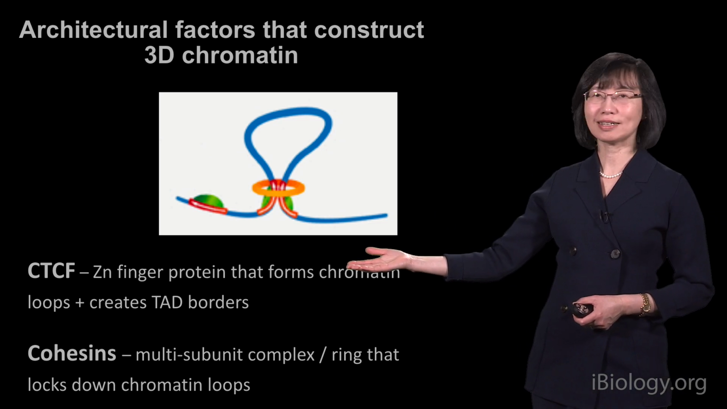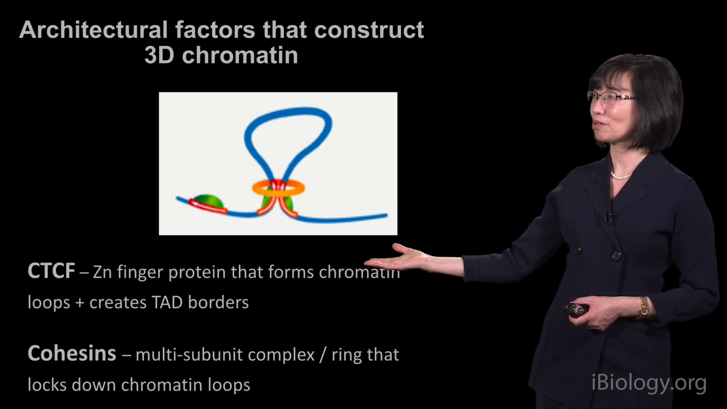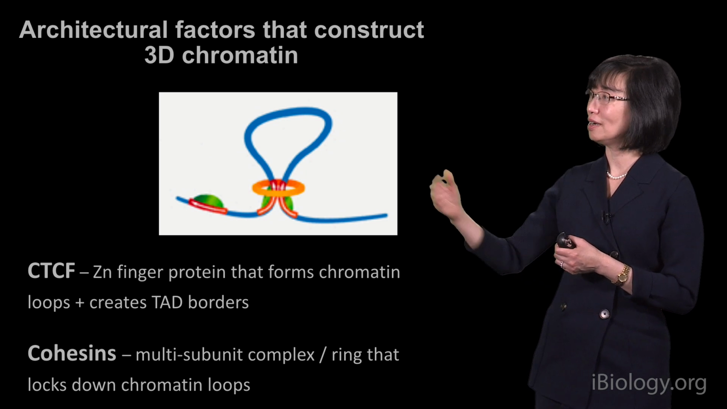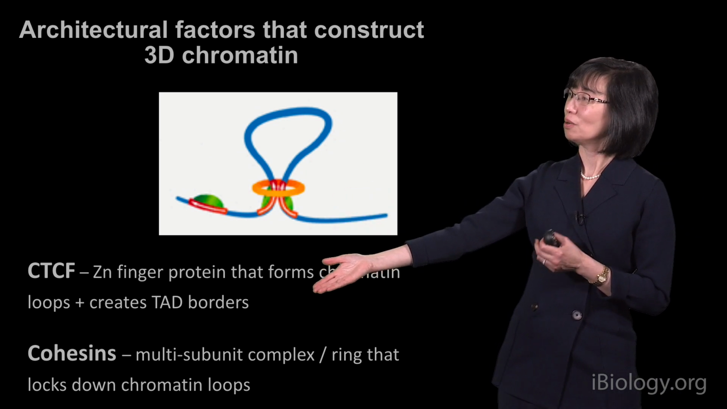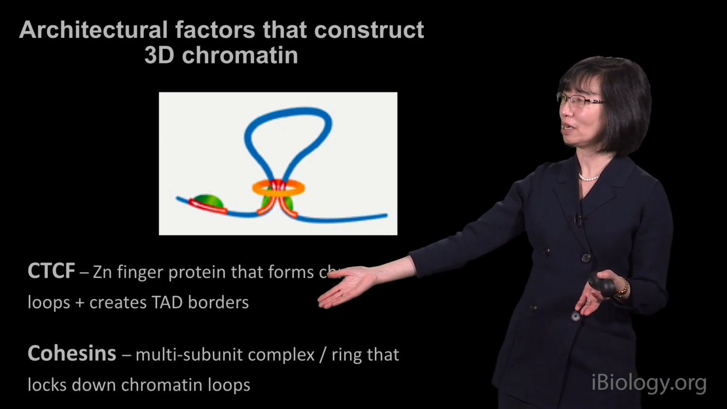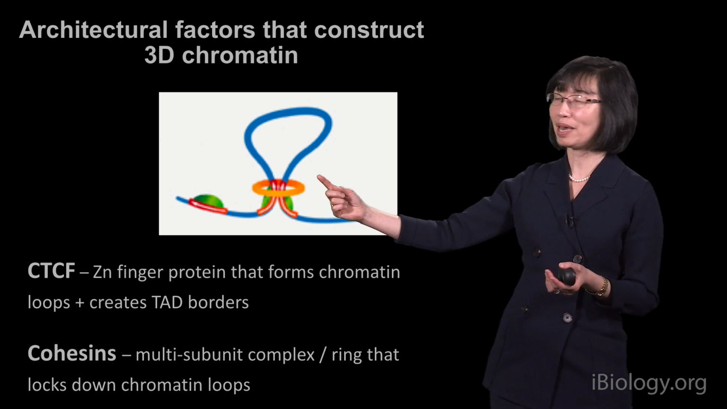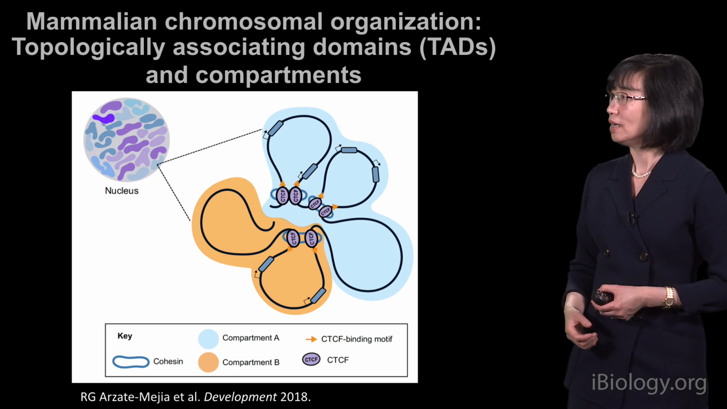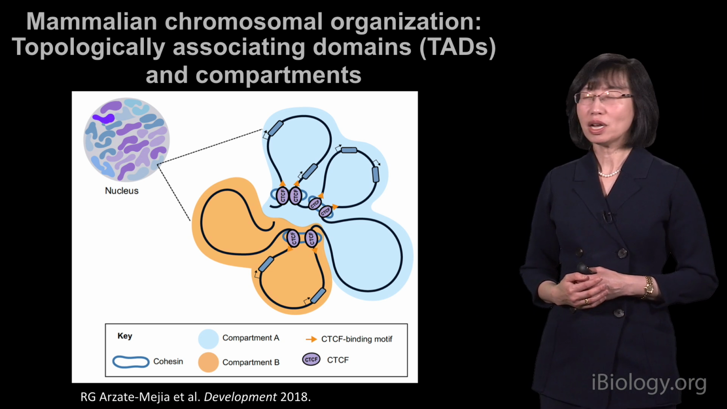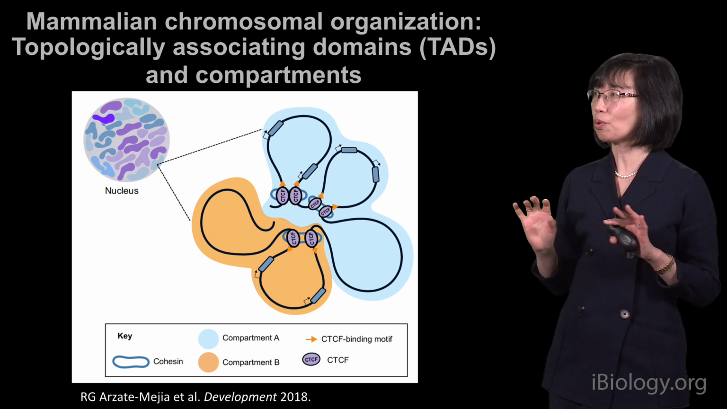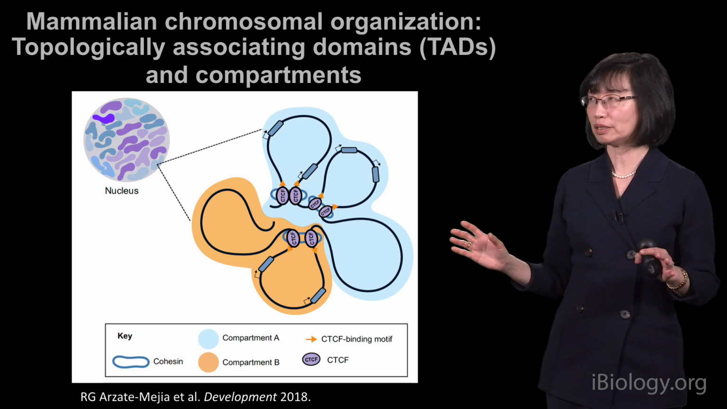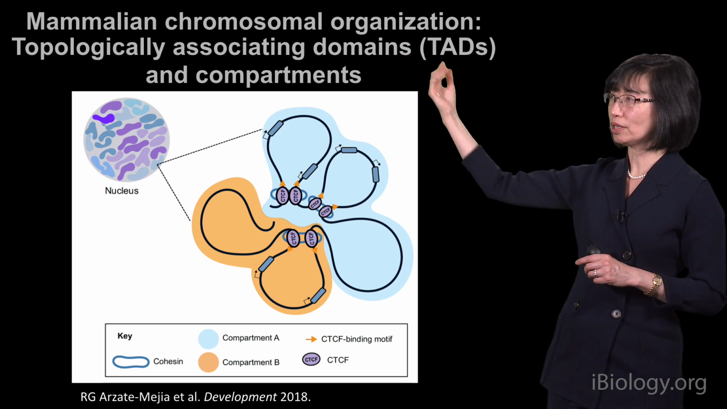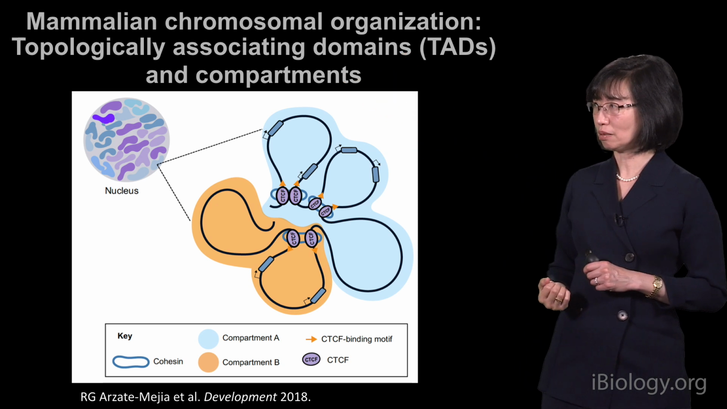So we've already talked extensively about CTCF, a zinc finger protein that brings together distant genetic elements that form these chromatin loops. And then we have cohesins, which are this multi-subunit complex that forms a ring around the base of the loops to lock in that architectural structure. So it is known that mammalian chromosomes are organized into 2 distinct entities, one called the topologically associating domain, or the TAD, and the other, the compartment.